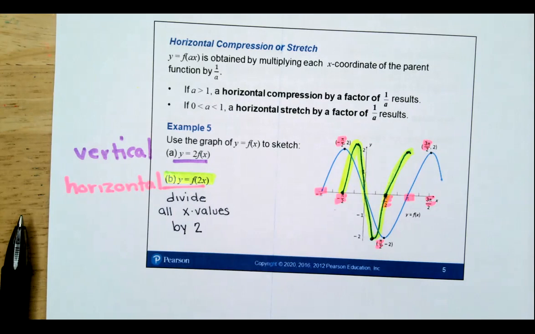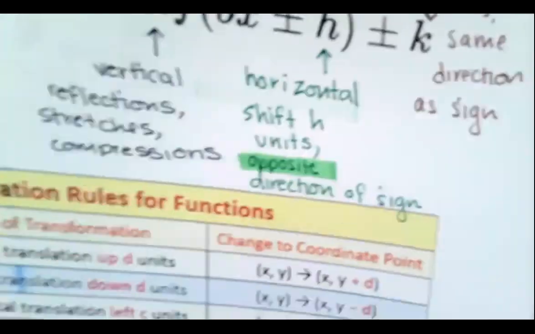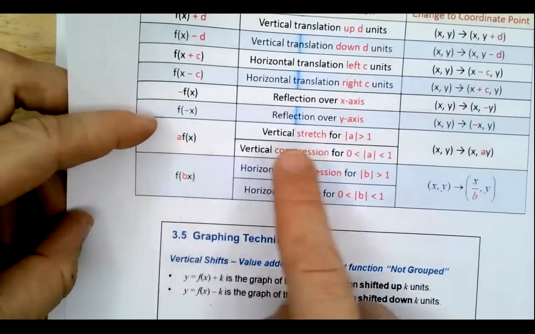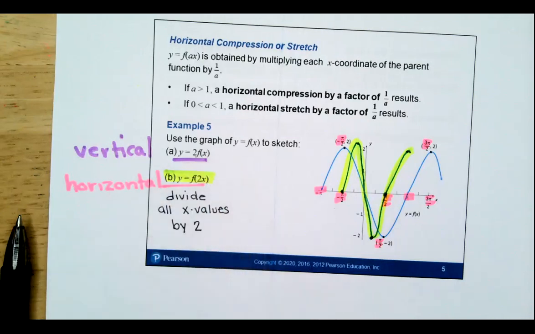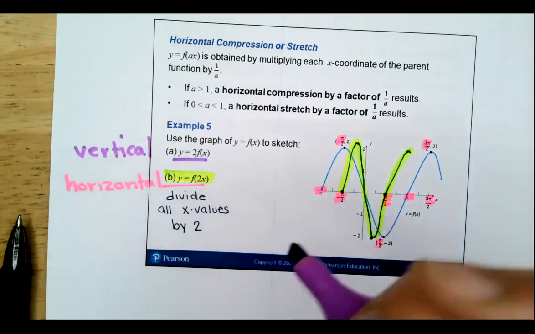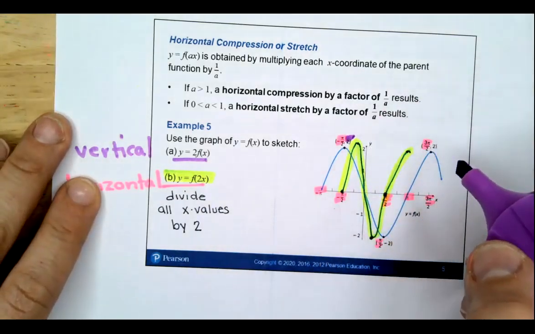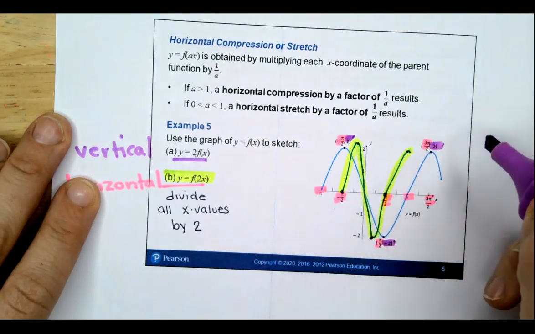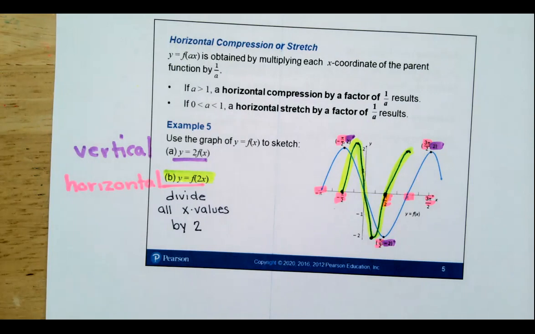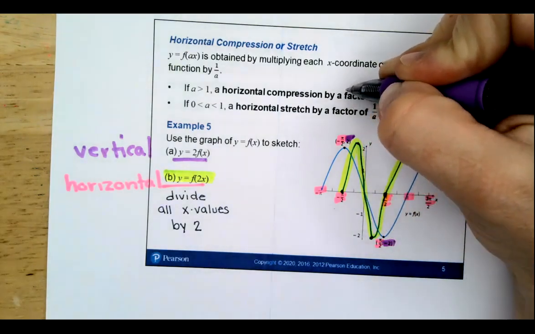Okay? Now 2f of x, vertical, what does that mean? The 2 is outside of the f of x, just like the a, and so we're going to multiply y by that a. So now all our y values get multiplied by 2. Vertical means our y values, so that 2 is going to get multiplied by 2. That negative 2 is going to get multiplied by 2. I guess that's all we've got is a 2 and a negative 2. That 2 is going to get multiplied by 2 and become a 4.